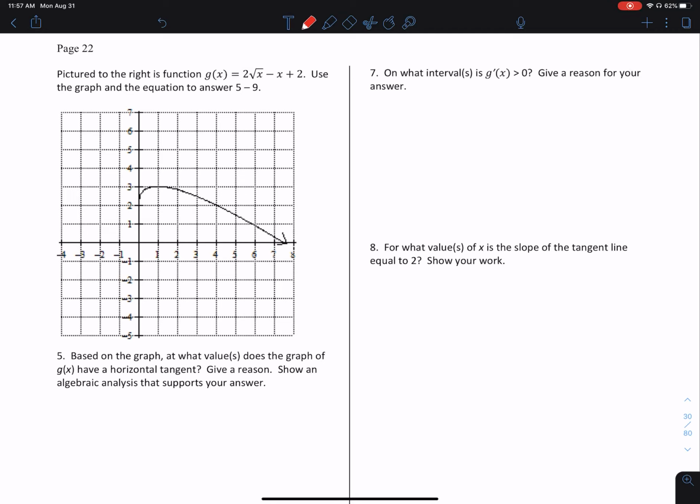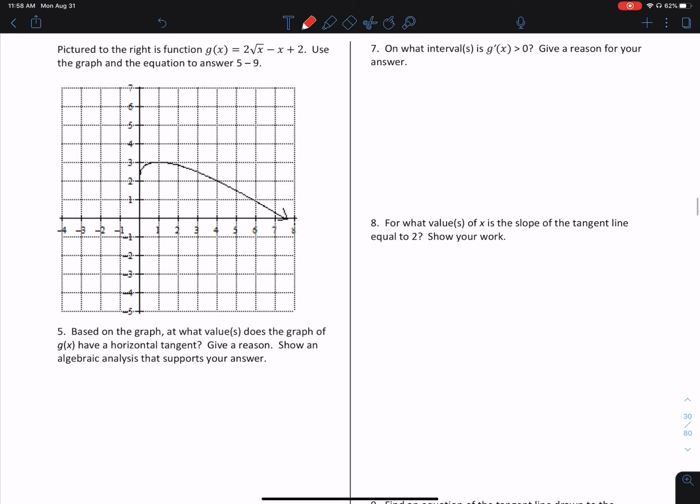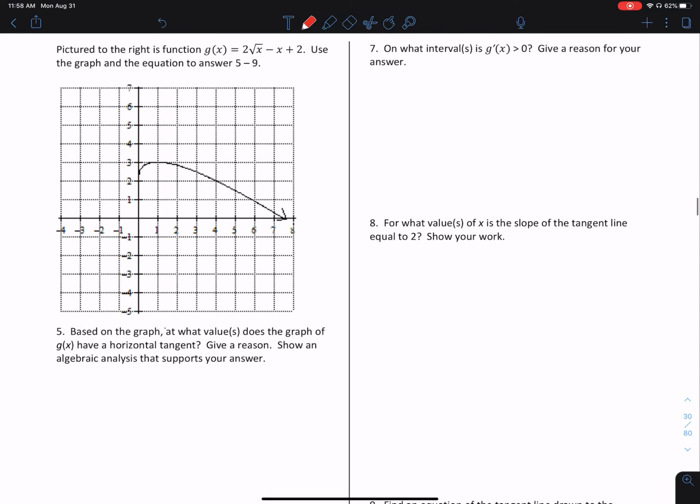Question 5. Based on the graph, at what value or values does the graph of g of x have horizontal tangent? Give a reason. Show an algebraic analysis that supports your answer. So we have to find at what values it has a horizontal tangent. We have to give a reason for it. And then we're going to have to show an algebraic analysis.